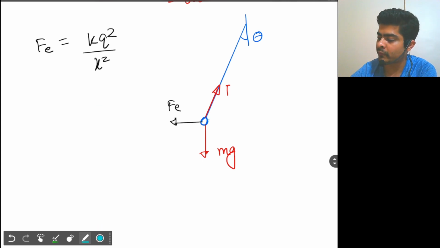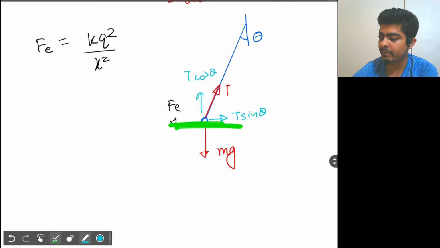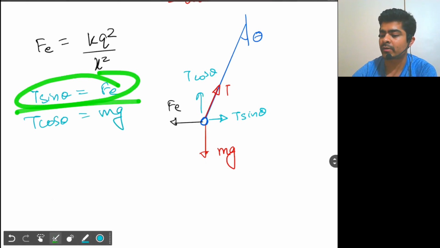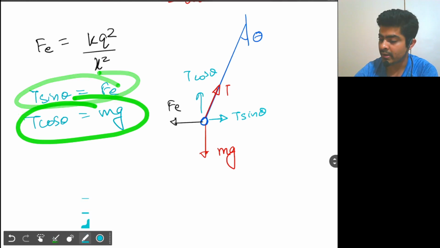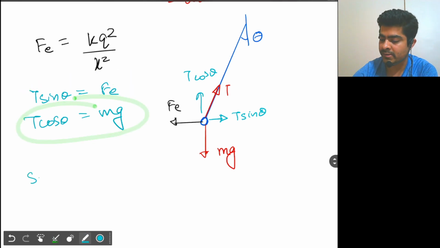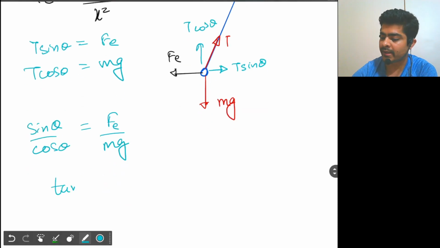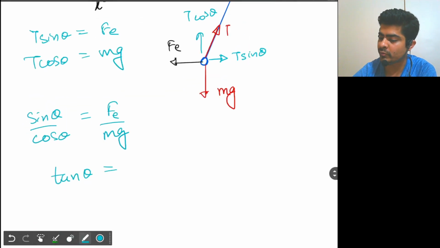Now let's draw the components of tension. This will be T sine theta, this will be T cos theta. So along horizontal for equilibrium, we get T sine theta is equal to Fe. Along vertical for equilibrium, we get T cos theta is equal to mg. So take the ratio of these two equations. T will cancel out. We get sine theta upon cos theta is equal to Fe by mg. Sine theta by cos theta will be tan theta. This is equal to kq square by x square mg.